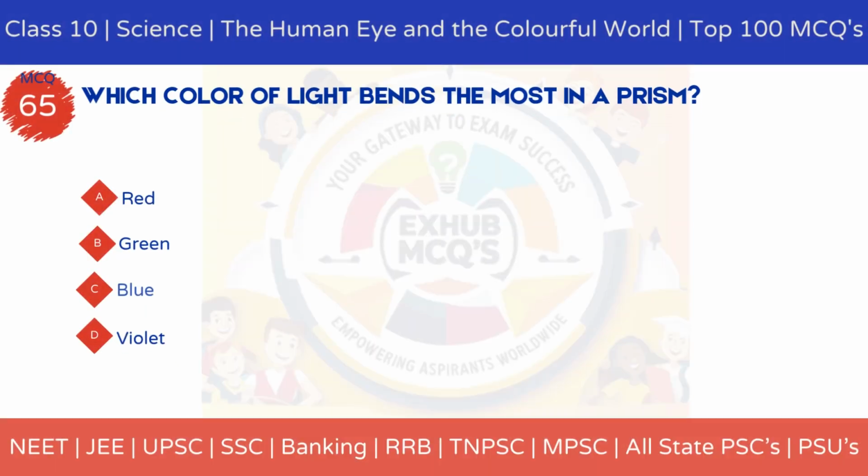MCQ 65. Which color of light bends the most in a prism? Option A, red. Option B, green. Option C, blue. Option D, violet.